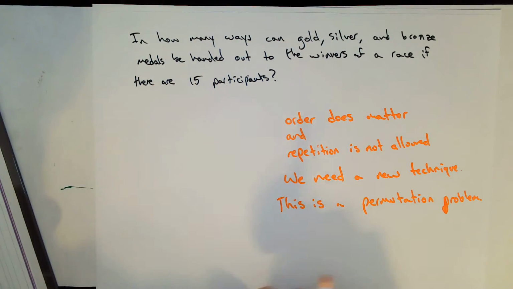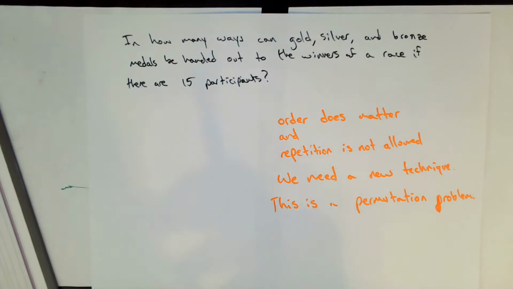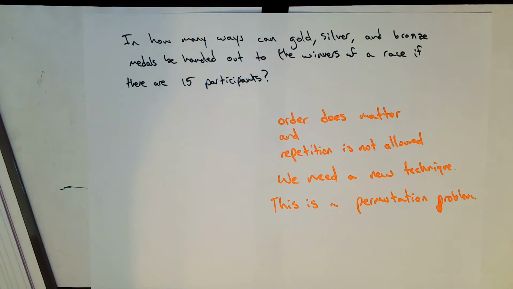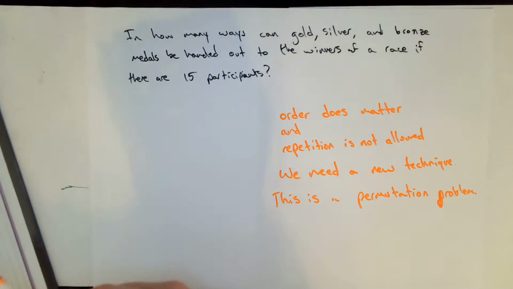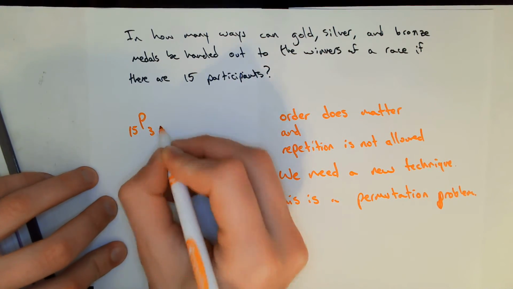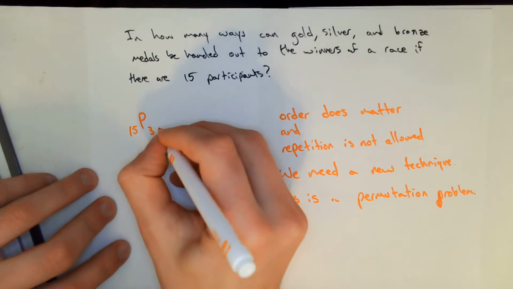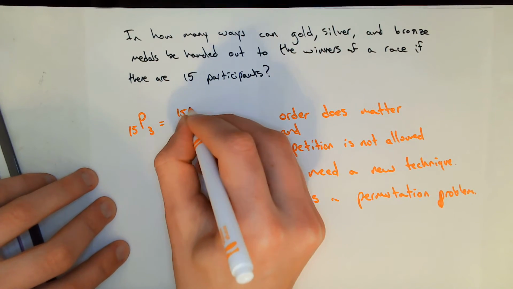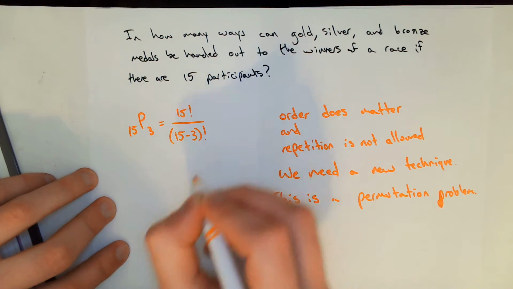So order does matter here. So we're going to use a permutation. Sorry, let me get my stuff out of the way here. All right, a permutation. So we're going to have 15P3 instead of C, because this is a different kind of problem because order does matter. And that's going to give us 15 factorial over (15 minus 3) factorial.